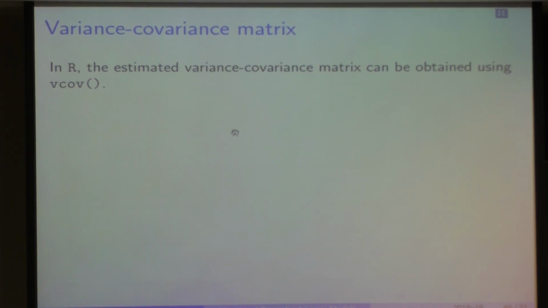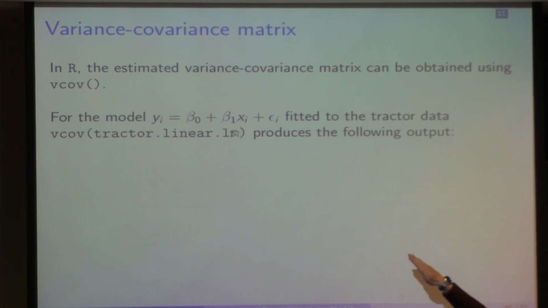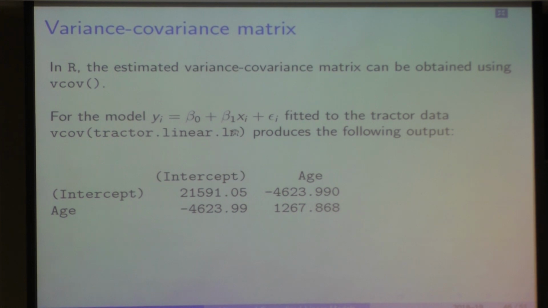Something that you might want to do, so I'm now just over halfway down page 13 in the lecture notes, is to find the variance matrix of the beta hats, the estimates themselves of the parameters. And R has a function which does this called vcov. So if you enter, again with the tractor data, vcov of the linear model that we created for the tractor data, tractor.linear.lm, then this is the output we get.